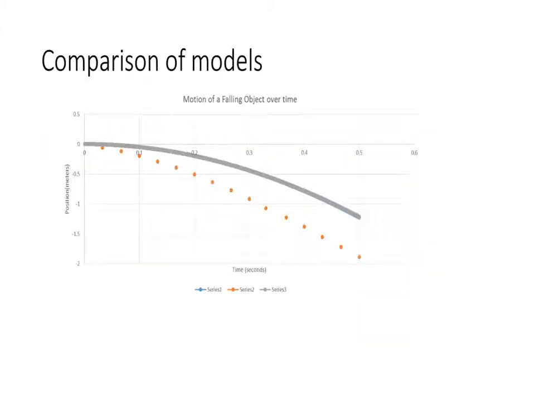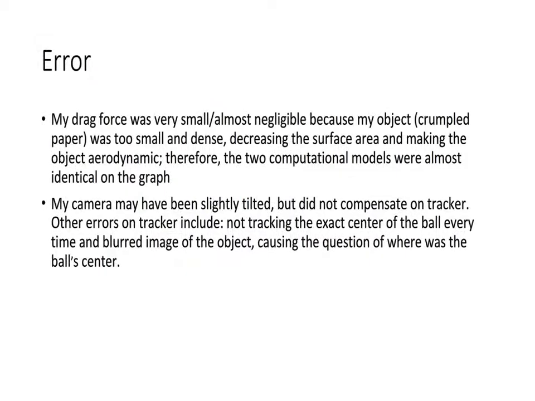All the data was collected from the models and put into a spreadsheet, and this graph was created. The blue line is the data of the gravitational force. The orange line is the data from Tracker. The gray line is the data from the gravitational and drag force.